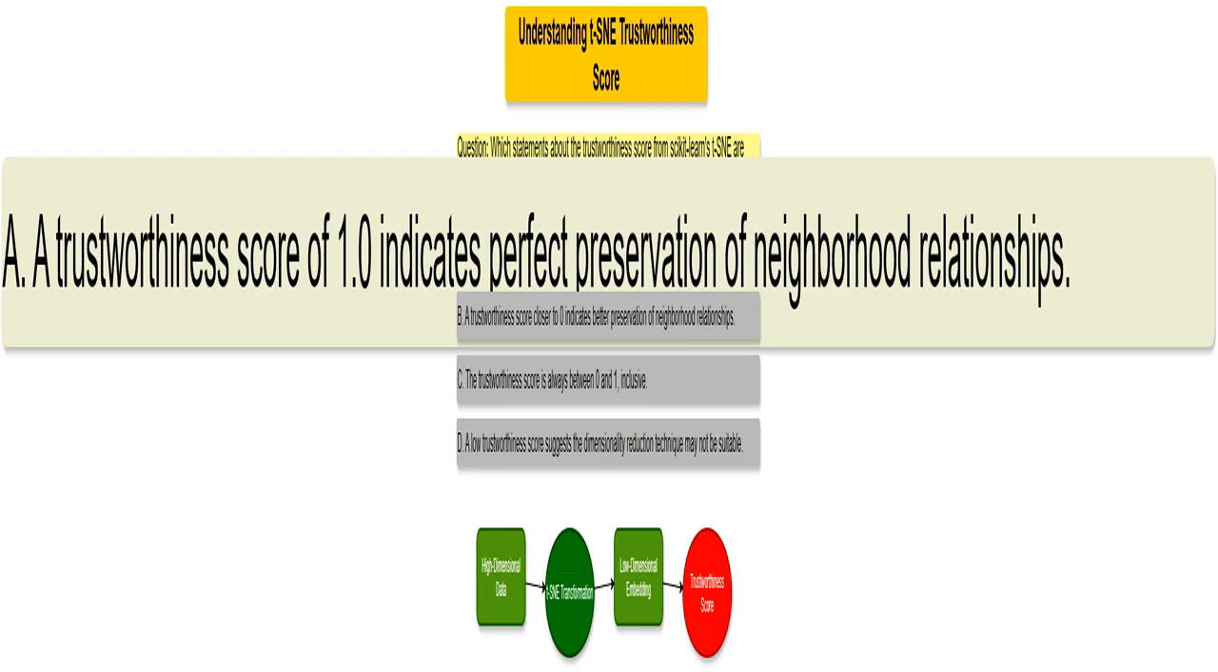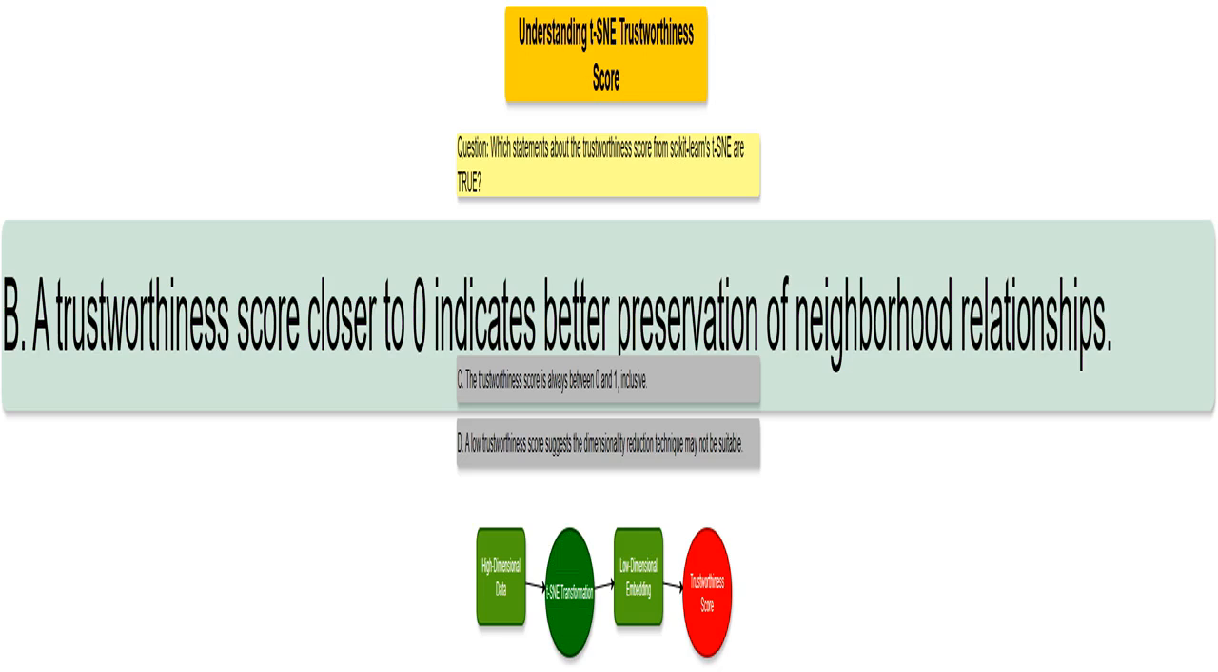A score of 1.0 is the best-case scenario. It means that t-SNE has flawlessly captured the neighborhood relationships. Points close together in high dimensions remain close in low dimensions. Perfect preservation indeed. This statement is incorrect. A score closer to 0 means the low-dimensional representation fails to preserve neighborhood relationships. The closer to 0, the worse the preservation.